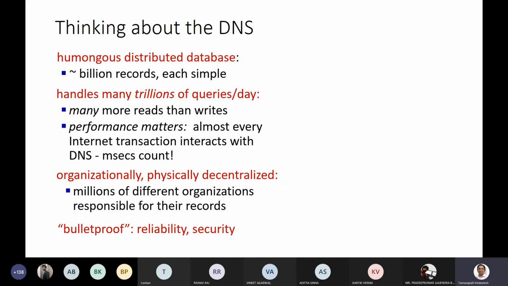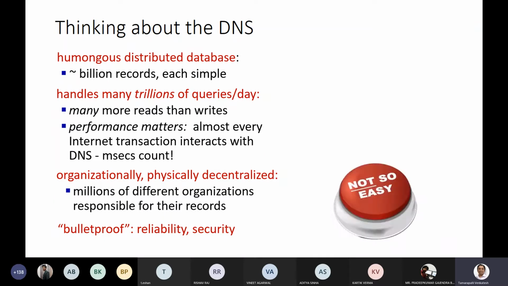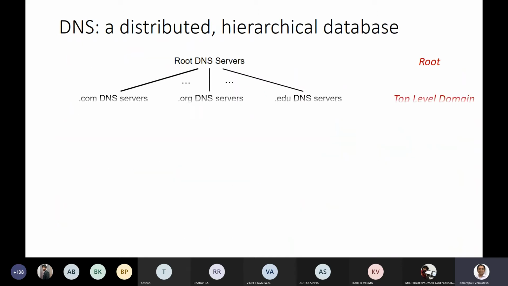And it has to be kept very reliable and secure. That is also one of the requirements. It's not an easy task. People are still learning how to keep DNS secure from attacks. There is no single method which can keep it completely secure.